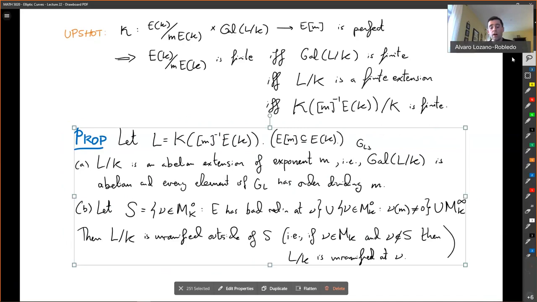Yes. So here, because S actually includes all the infinite places, being unramified at a place that is a finite place just means that it's unramified at a prime, since this place comes from a prime ideal. And we are just saying the extension is ramified or unramified at that prime. So this valuation nu actually comes from a prime. And I'm just saying that except for a finite number of prime ideals, the prime ideals where there is bad reduction and the prime ideals that divide M, there is no ramification.